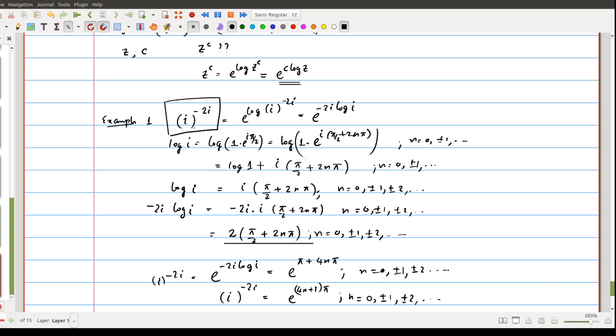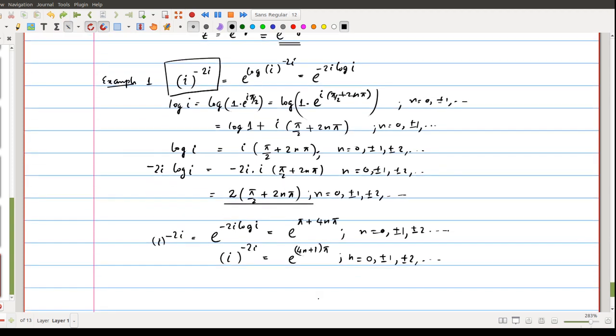So if you find this exponent, you will get a real number. Minus i to the power minus 2i is nothing but e to the power (4n+1)π. If you put n equal to 0, you will get e to the power π, n equal to 1, you will get e to the power 5π, etc. So all these values are real numbers. So a complex exponent may be a real number. This is an interesting example, and one or two more examples are discussed later.